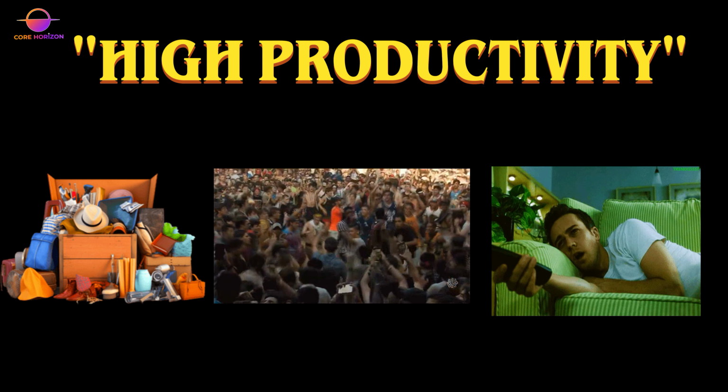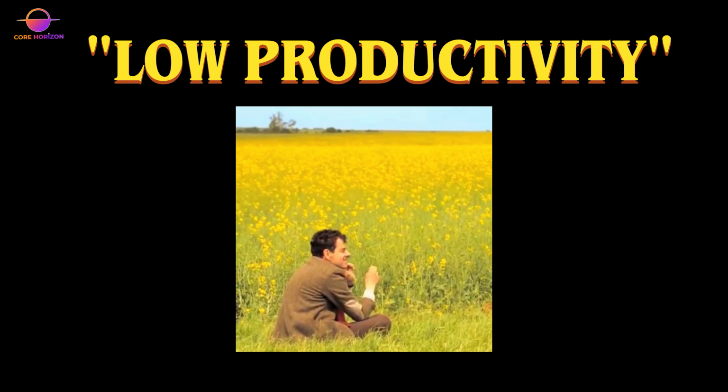High productivity means more stuff for more people with less effort. Low productivity means waiting 4 hours for one egg and still burning it. Okay, so now we have all this stuff being made and sold. How do we measure it?